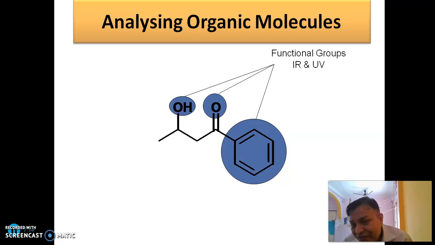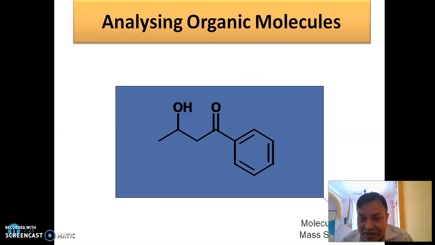Secondly, we can find out the functional groups with the help of IR and UV spectra. Now, we can get information regarding molecular formula with the help of mass spectrometry. Here I am not saying spectroscopy because in mass we are not using any radiation. Here we are using an electron beam. So its name is spectrometry, not spectroscopy.